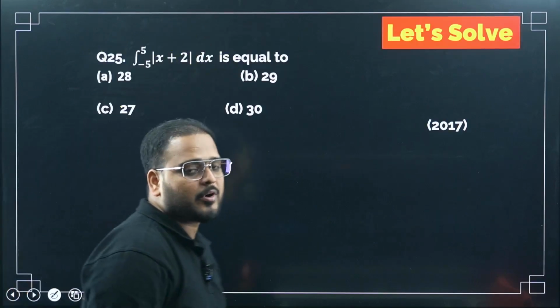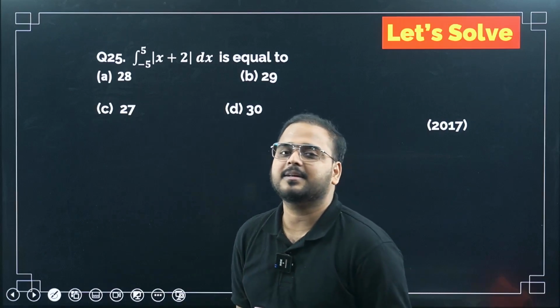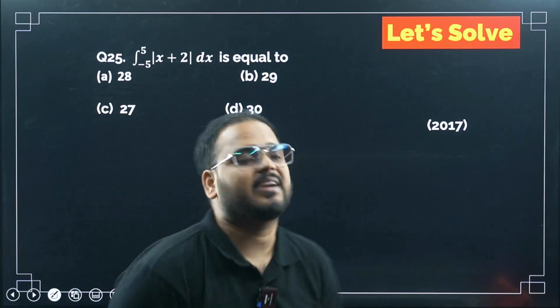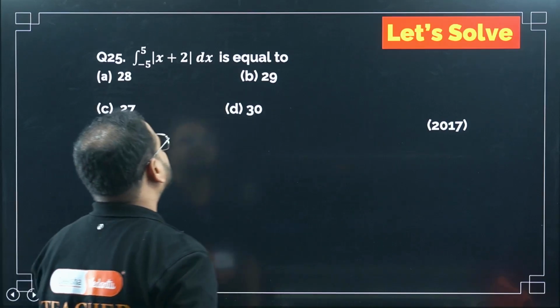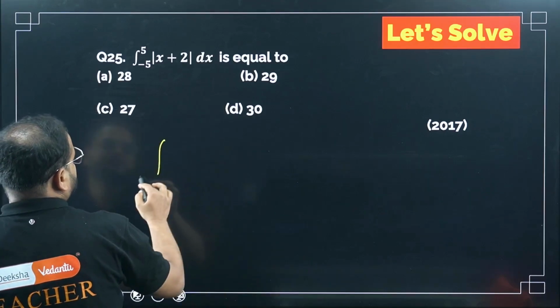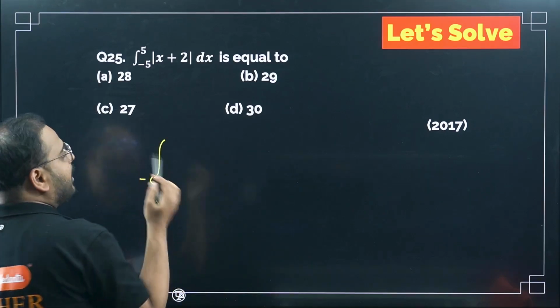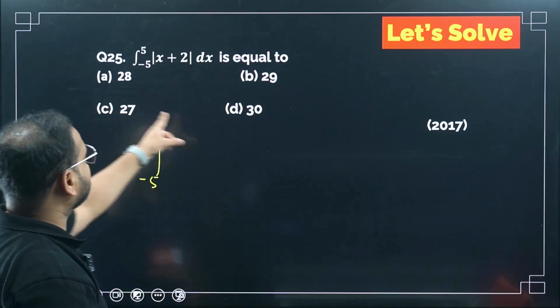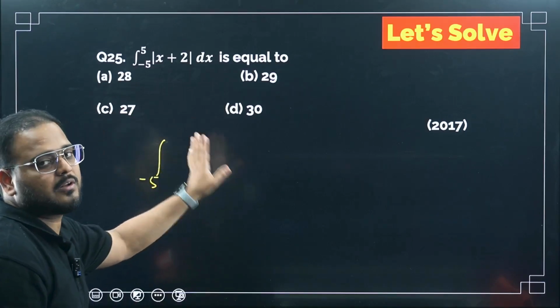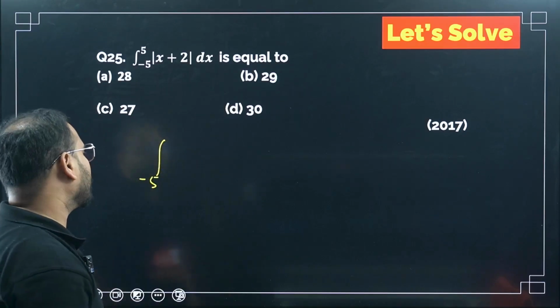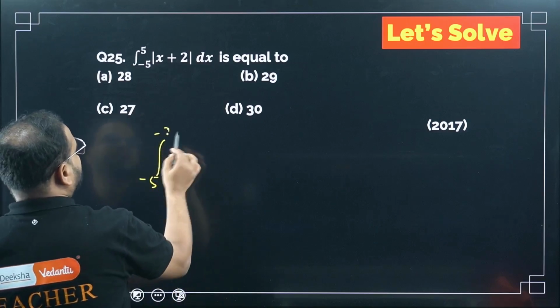Okay, sir. What about this? Can I take it directly? No. I have to break the mod, right? How will I break the mod? Let's see. Actually there's no option over here, but if there was an option given as 0 or 1, you might have written the answer like this, right? But don't do that. Minus 5 to minus 2, like this you do.